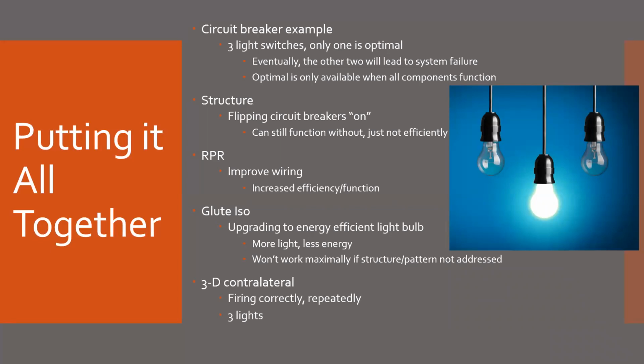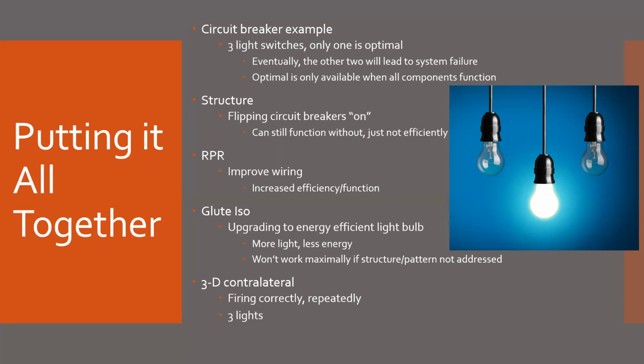And the optimal light pattern is only available when all of those components, the structure, the RPR, the glute isos, and the 3D contralateral, and then also the transfer of training that we're going to get into, are covered appropriately. How I explain this to my athletes is the structure is like the circuit breaker at your house. You're still getting power to your house. There's a way to get power in, but if that circuit breaker is not functioning, it's not going to be working efficiently. So that circuit breaker is off from your structure. That body's in defense mode. It's not going to utilize that muscle to the highest extent.